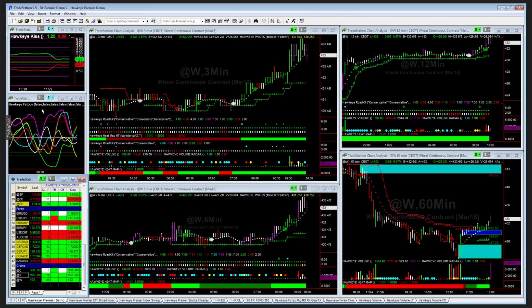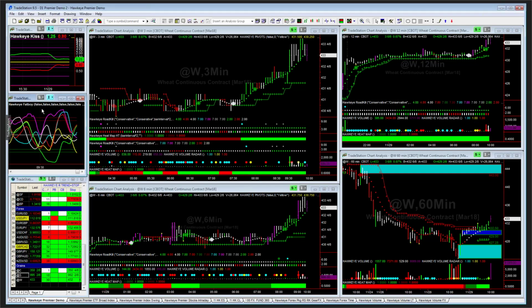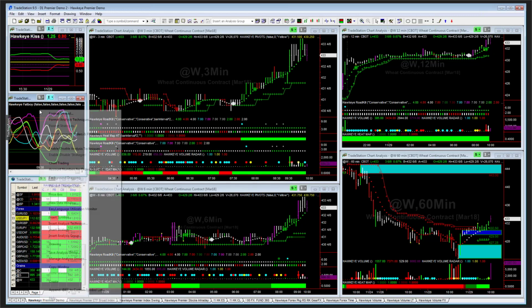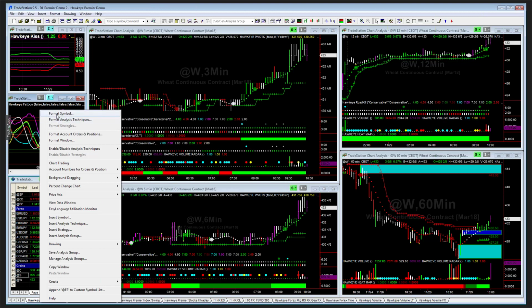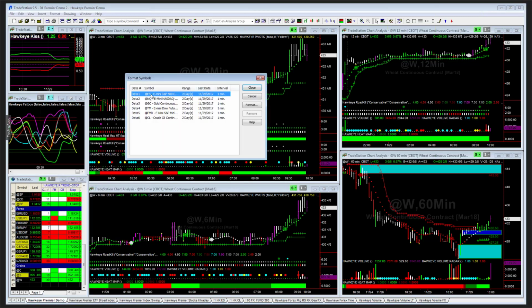The Fat Boy is a unique tool in that it shows you the relative strength of six of the most common instruments that you like. So you can put in any instrument that you want, but this will show you the six that you put in. So if I look at the symbols, I have on this particular Fat Boy all of my E-mini futures. So I've got the S&P, the Nasdaq, gold, Dow, mid-cap, and crude oil all listed here on these.